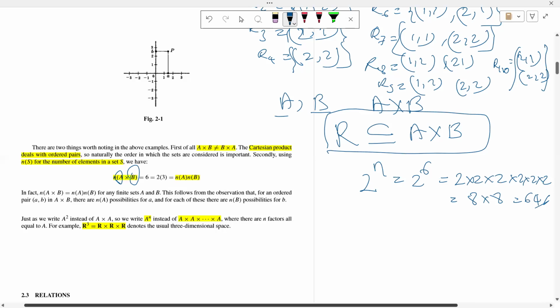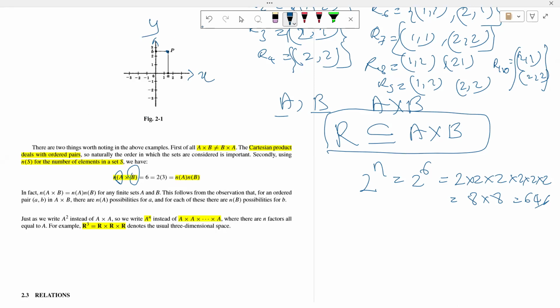This diagram, I think you already know. It is coordinate geometry, which you learned in your O levels. There are two axes, the x-axis and the y-axis. If you have any point P, it has a coordinate, an x coordinate as well as a y coordinate. We always write it as an ordered pair: first the x coordinate, second the y coordinate.